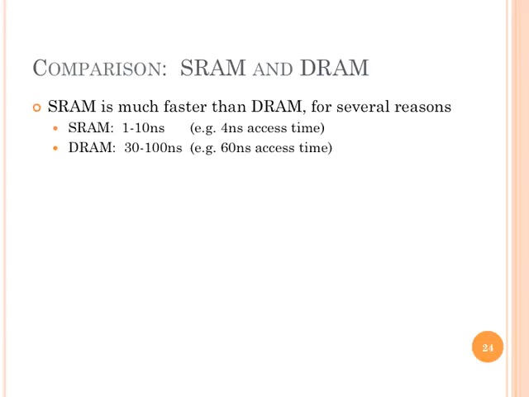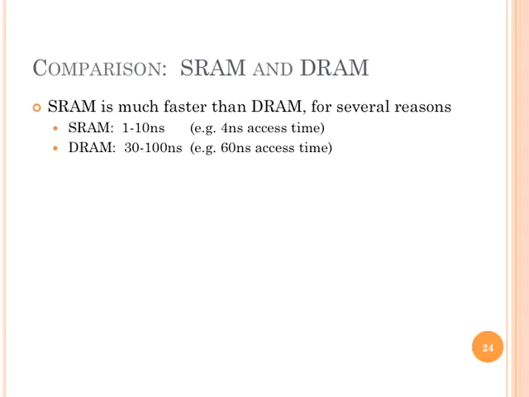Now, it's been a while since I've updated these numbers. I think it's been about 3 years, so hopefully they're still reasonably accurate. But SRAM is quite fast because it is actively pushing data out on lines, and the addressing is simpler and so forth. So you have SRAM access times of 1 to 10 nanoseconds, pretty common. DRAM, 30 to 100 nanoseconds.